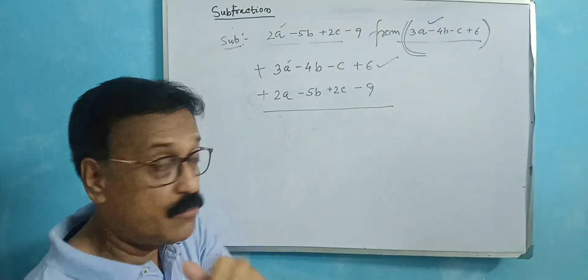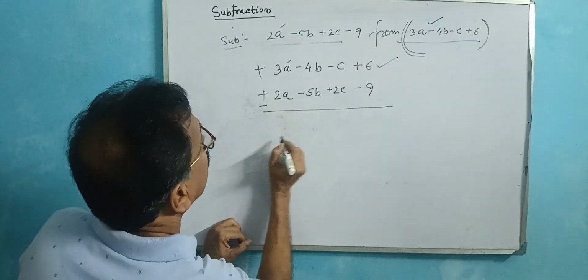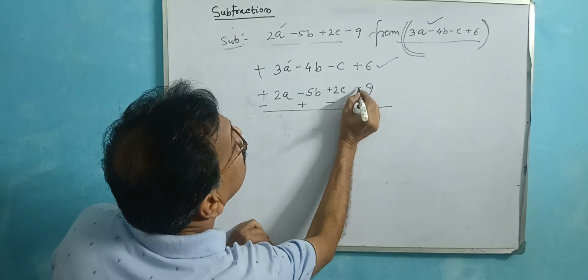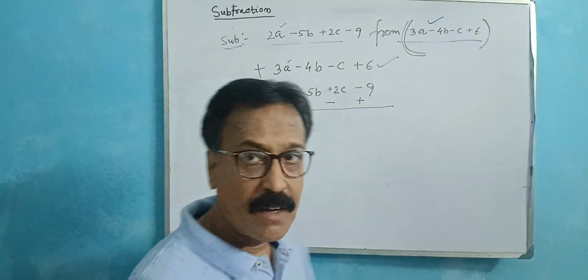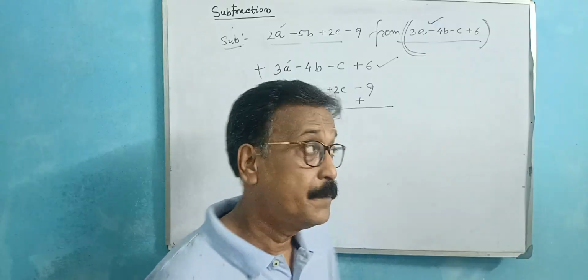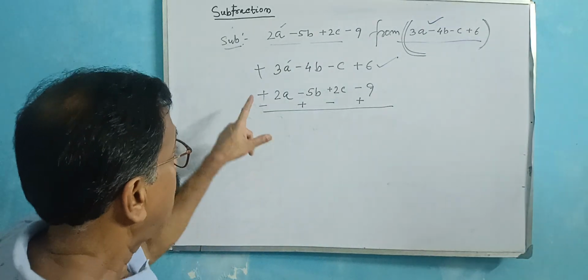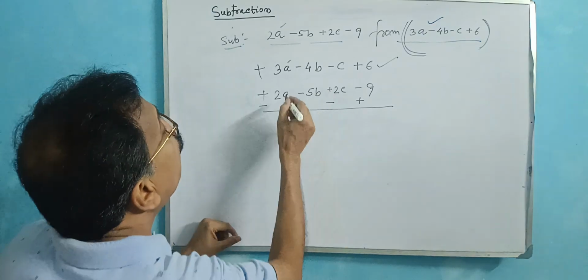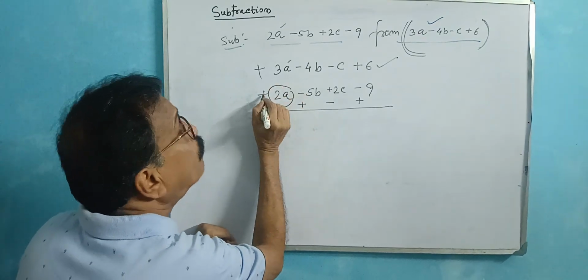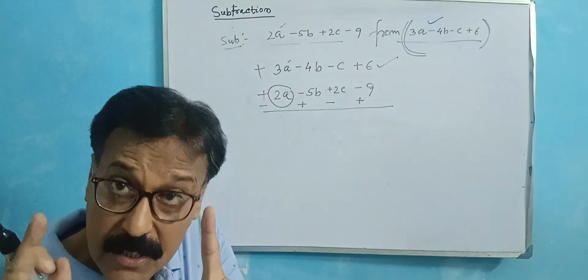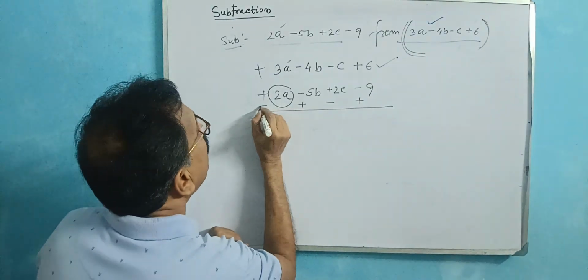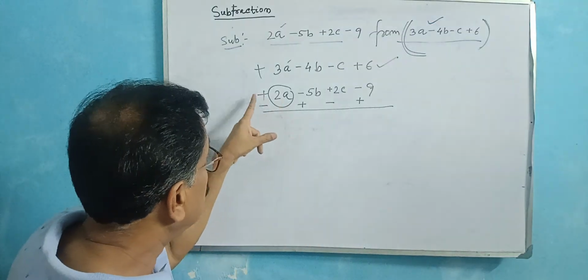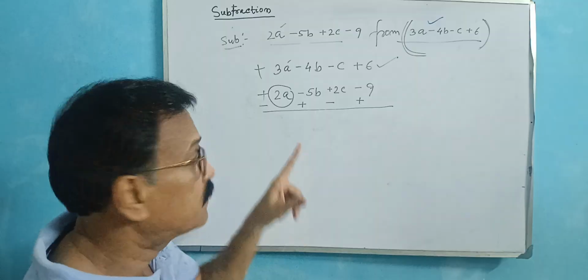First sign change, very important thing. Here plus to minus, here minus to plus, here plus to minus, here minus to plus. Clear? In case of the column process. Plus to minus, minus to plus, sign change. Now what is the sign of 2a now? Not plus. Very important thing. Not plus, this is minus. Be careful. The sign of 2a is not plus now. You subtract this, so minus.